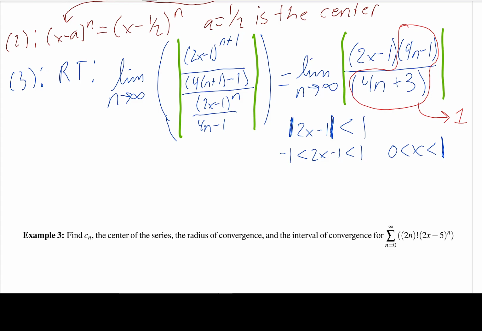And so if we think about this here, the distance from 0 to 1 is 1. If we cut that in half, that'll give us our radius of convergence. So r is going to be equal to 1/2. Okay.